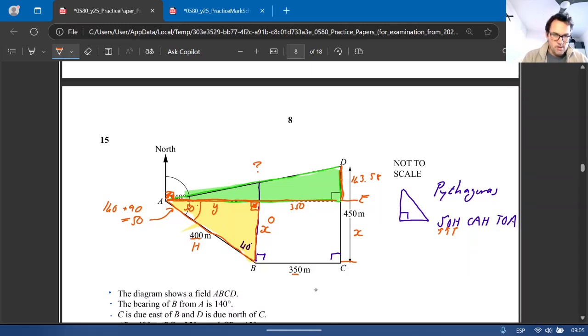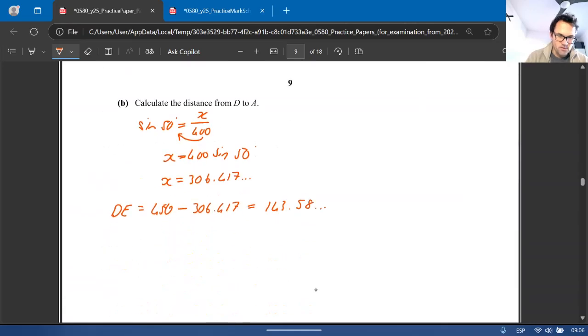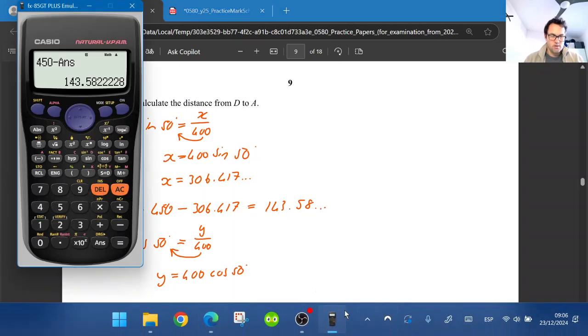So let's do that. What is the y? Well, the y is the adjacent. And we got the hypotenuse. So if I'm going to use the adjacent and the hypotenuse, it is the cos ratio. So let's do that then. Cos 50 is the adjacent, which is y, over the hypotenuse, which is 400. Multiply the 400 over there. That means y is 400 times cos 50. So we got 400 cos 50.